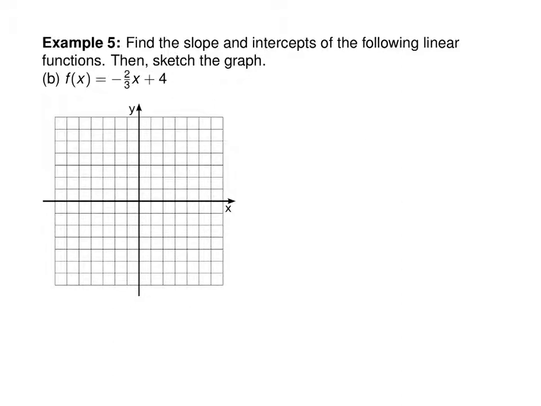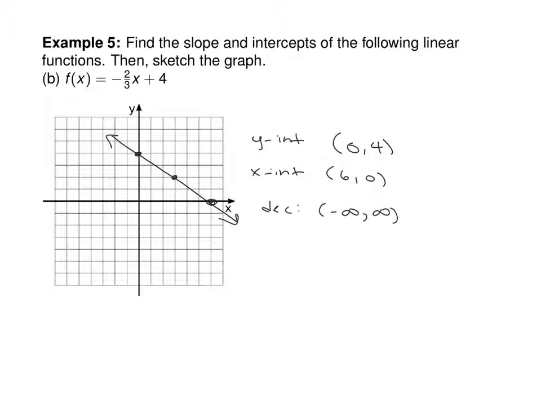Okay, how about this one? Where does it start? 4. Goes down to over 3. Okay, what is the y-intercept as an ordered pair? What is the x-intercept as an ordered pair? 6, 0. And where is this function decreasing? -Infinity to infinity, always. Or you could say all real numbers, right? It's always decreasing.